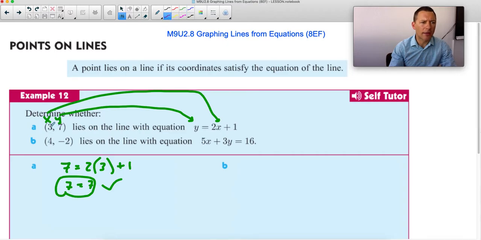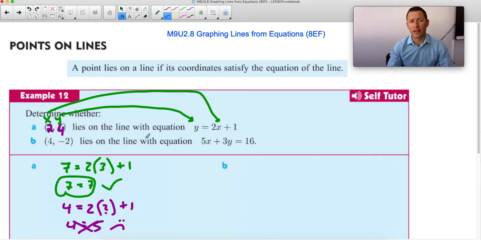So let's try the value to 4, right? Do you get a 4 out when you put a 2 into the equation? Right, so I'm trying to get a 4 out. I put a 2 in. This is 4, this is 5. Does 4 equal 5? No. So 4 doesn't lie on the line.